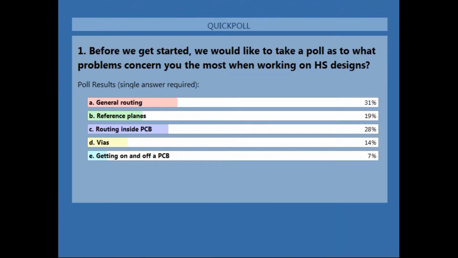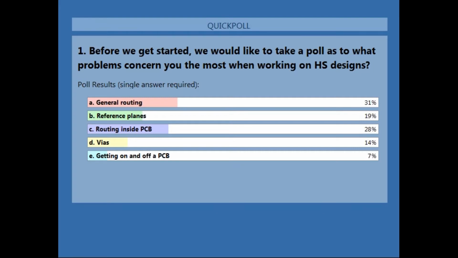Very good. Thank you all very much for that. Looks like 31% general routing, that was the majority. 28% came in for routing inside the PCB. That's the second most important one. And then reference planes. Interesting. Got 19%.